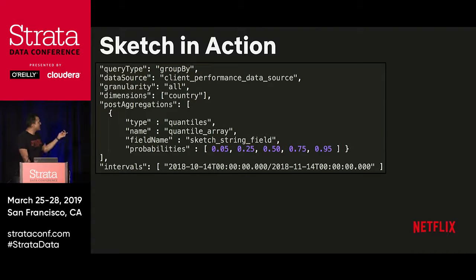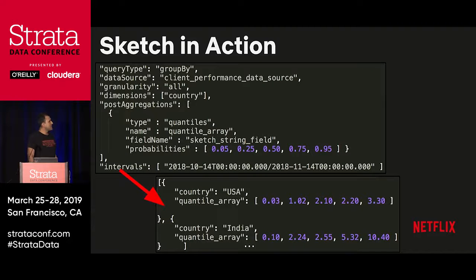So, this is one of the things that I showed earlier, which was app launch times by country. This is a query in Druid, which you can just combine by country. This data set actually has 29 dimensions in the background, but we are only aggregating across one dimension, which is country. And we are asking for a certain set of probabilities in the distribution. If we run this query in Druid on the sketch strings, we get a really nice quantile array answer.